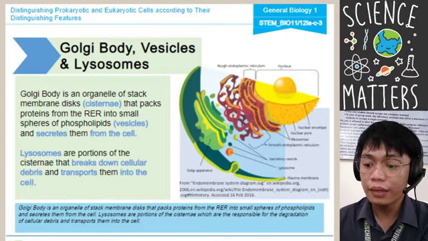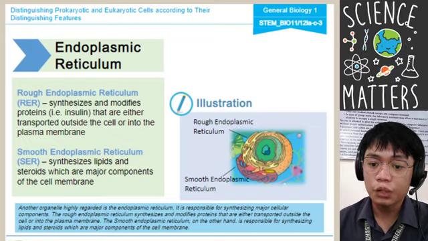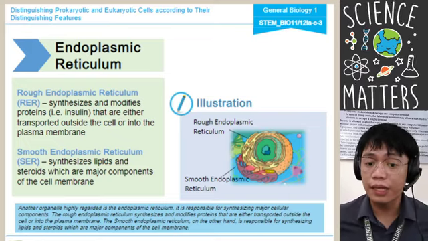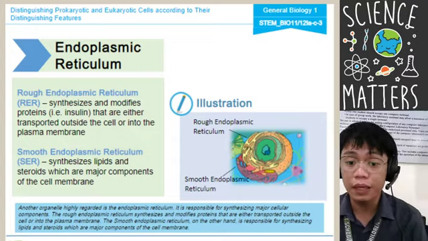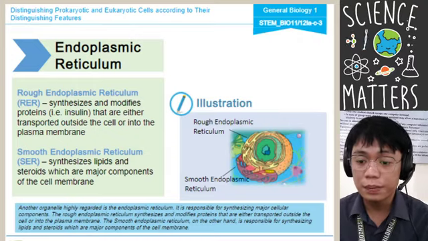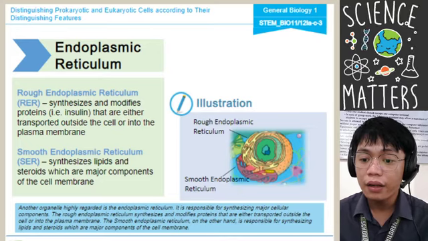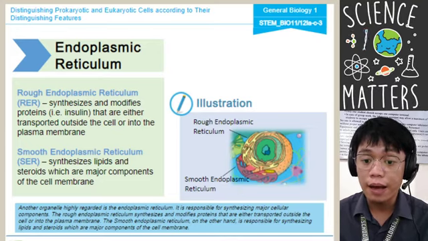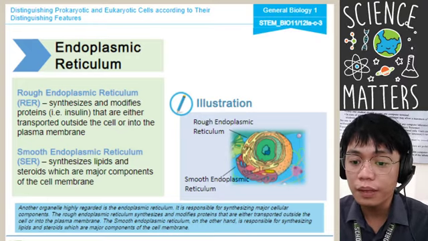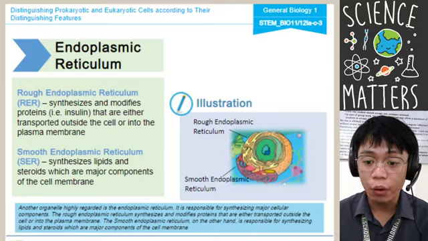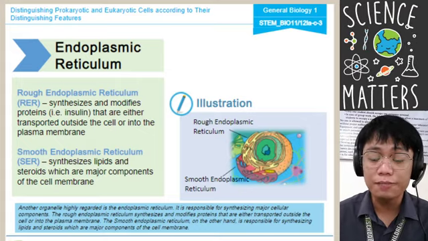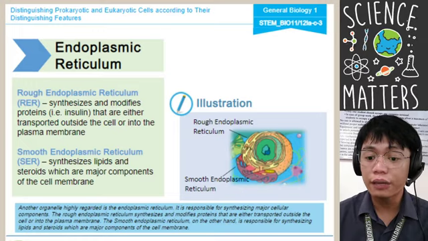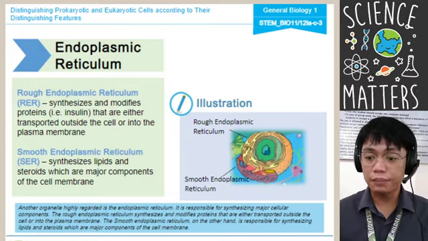Okay, so now the endoplasmic reticulum. We have two types of endoplasmic reticulum: the rough endoplasmic reticulum and the smooth endoplasmic reticulum. The rough endoplasmic reticulum synthesizes and modifies proteins, for example insulin, that are either transported out of the cell or into the plasma membrane. The smooth endoplasmic reticulum synthesizes lipids and steroids that are major components of the cell membrane. Lipids and steroids are very functional in building muscles, right? So it is done through the smooth endoplasmic reticulum.